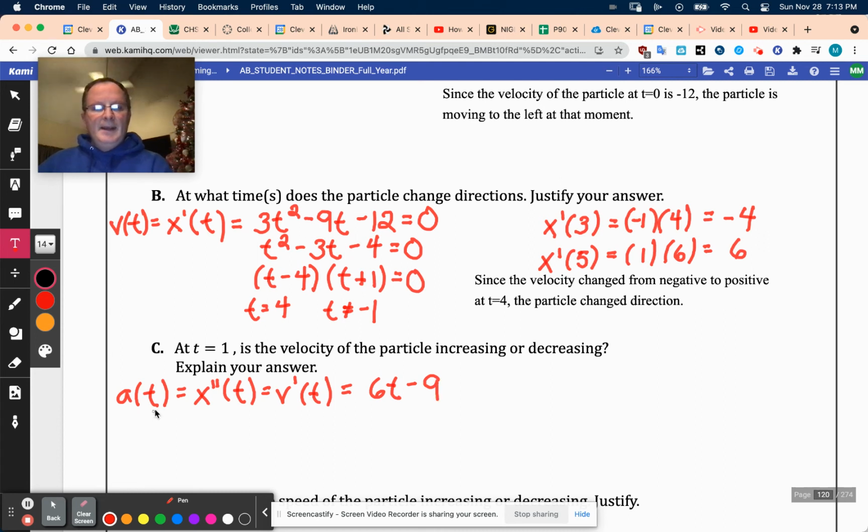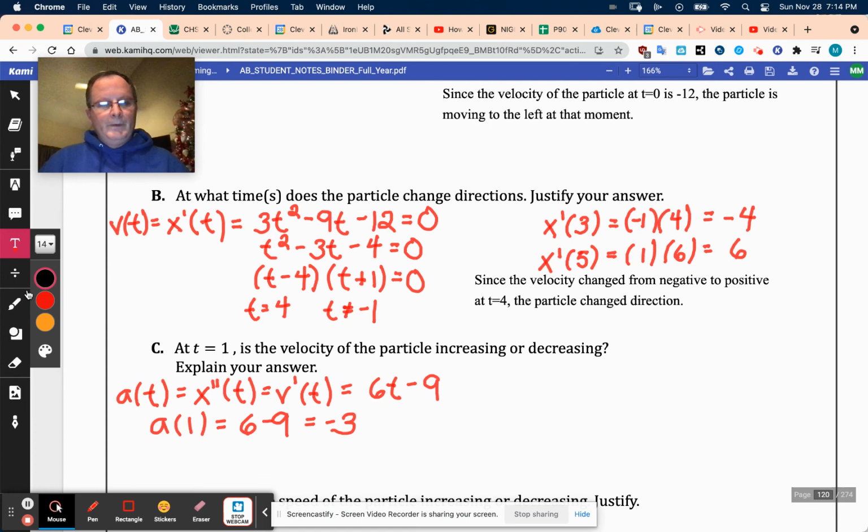Okay. And then it's asking acceleration at 1. So I just substitute 1 in. That'll be 6 minus 9, which is negative 3. Okay. So then I would say, there you go. A little text box right here.